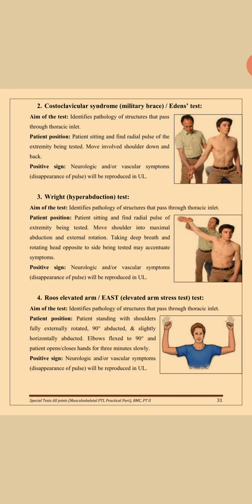Roos elevated arm stress test, elevated arm stress test. Aim of the test: identifies pathology of structures that pass through the thoracic inlet. Patient position: the patient is standing with shoulders fully externally rotated, 90 degrees abducted and slightly horizontally abducted, elbows flexed to 90 degrees, and the patient opens and closes hands slowly for 3 minutes. Positive sign: neurologic and/or vascular symptoms. Disappearance of pulse will be reproduced in the upper limb.